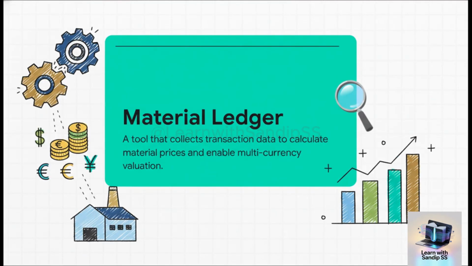So, what is this thing that's suddenly so important? Well, think of the material ledger as the super smart financial engine for all your materials. It's what allows the system to do things like actual costing and value your inventory in, say, both euros and US dollars at the same time. It gives you a much richer, more accurate picture of your costs.